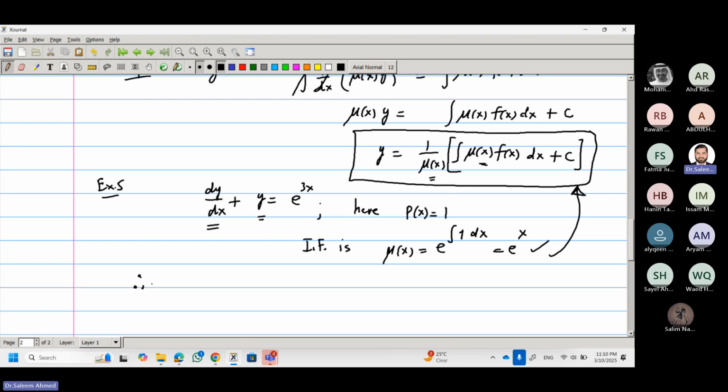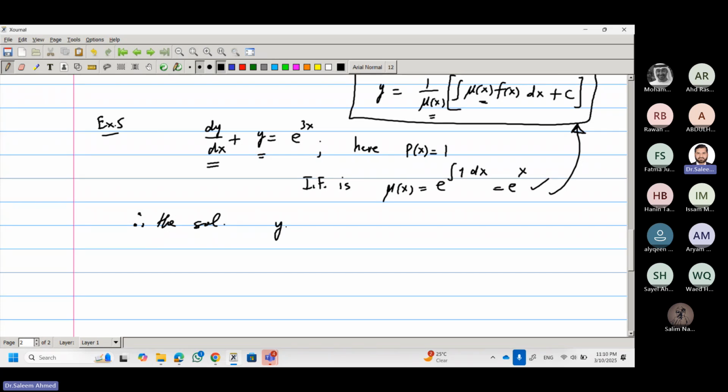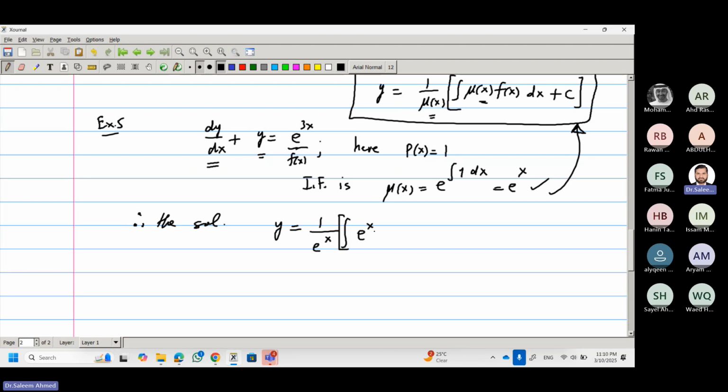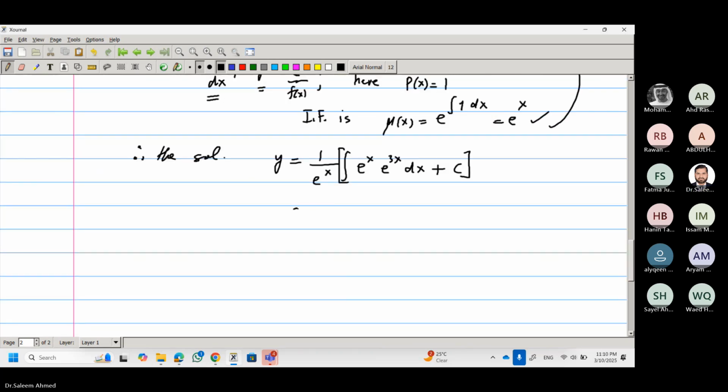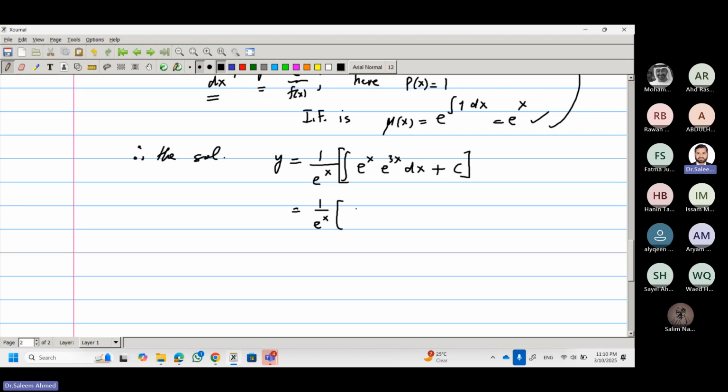So therefore, if you want to write the solution directly, if you don't want to do all those steps, you can remember it will become 1 over mu x, which is e^x, times the integral of mu x, e^x, and f x. f x is the right hand side, e to the power 3x dx, plus a constant of integration. So if I put mu x as e^x and f x as e^3x and now integrate, 1 over e^x, integral of e^x and e^3x becomes e^4x.